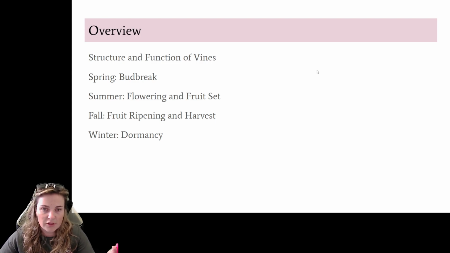So we're going to talk about the structure and function of vines. We're going to talk about spring, summer, fall, and winter in the vineyard. So spring, we mainly have bud break. Summer is flowering and fruit set. Fall, we see a lot of fruit ripening and harvest, and then in winter, we see dormancy.